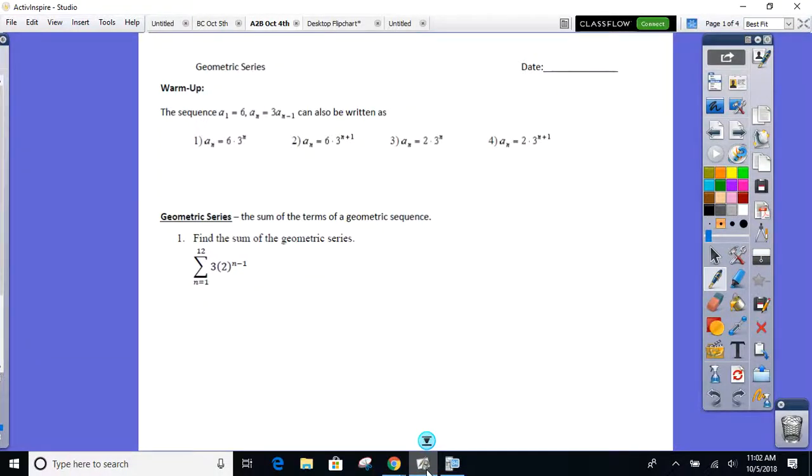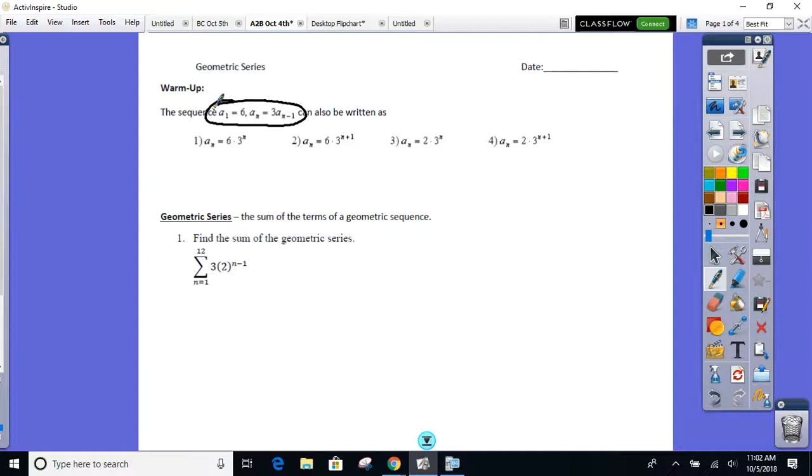I just want to review real quick. Take a look at that first warm-up question there. Anybody tell me what we call that when I give you the first term and then I give you the rule? Anybody remember what I call that type? Begins with an R, ends in recursive formula, all right?